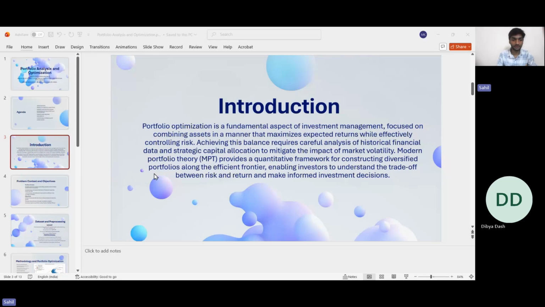And one common approach used here is modern portfolio theory, which was introduced by Harry Markowitz in 1951. So it is a quantitative framework which helps us create a diversified portfolio and understand the balance between risk and return. This way, investors can make better and more informed decisions.